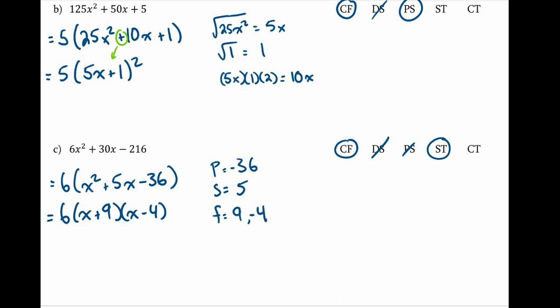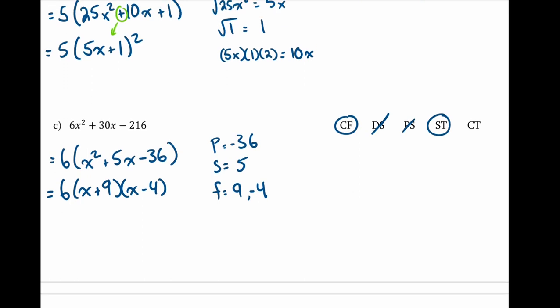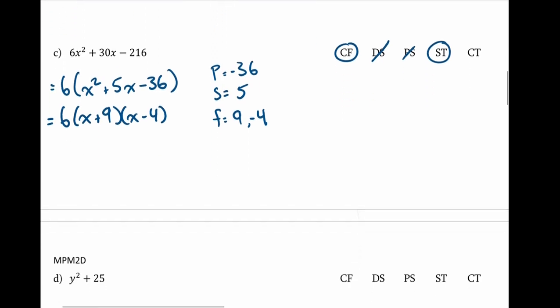And here I've completely factored, right? So again, it's just the process of going through these steps. Check for common factoring. Check for a difference of squares. Check for a perfect square trinomial. Check for a simple trinomial. Check for a complex trinomial.